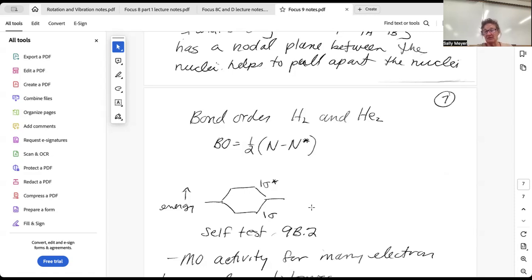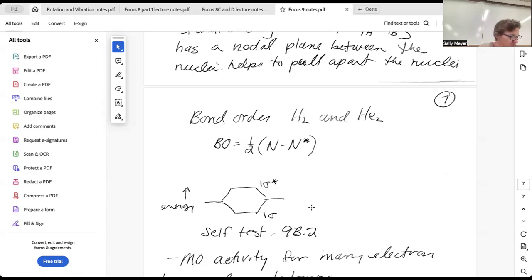But if you do the same thing with helium, helium has 4 electrons. Each helium atom contributes 2. And so you have 2 in the 1 sigma and 2 in the 1 sigma star. And they essentially cancel each other. So 2 minus 2 gives you 0, and the bond order is 0. So helium doesn't form a molecule like H2 does because the bond order would be 0.